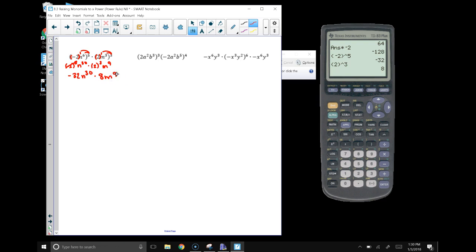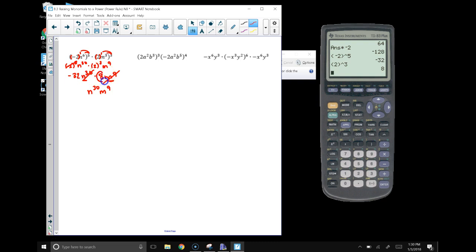Okay, now I've got this n and this m. Now these are not the same base. Those are different bases, so we can't do anything with them. You cannot add exponents or whatever with different bases. It doesn't work. So I'm just going to bring these down. N to the 30, m to the 9th, and I'm going to be done with them. I'm going to cross them out.